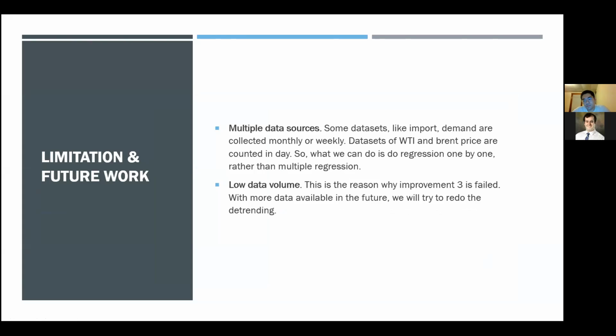Basically, you have two ways. If your unit is day and you have the monthly price, you can impute it for all the days of a month. Or if you have weekly, for each day of a week, you can impute the weekly price as each day's price.